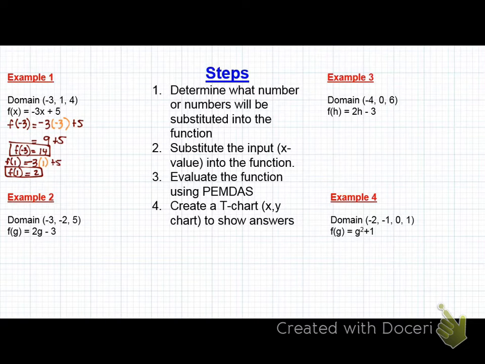Then we got f of 4. Putting in f of 4. Okay, so instead of x, I'm going to put in 4. So I'm going to bring down the original problem. We got negative 3 times 4 plus 5. Okay, so negative 3 times 4 is negative 12. Negative 12 plus 5 is negative 7. You see that? So that means f of 4 is equal to negative 7. Okay, that's my last input and output.